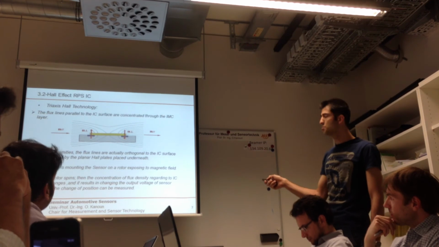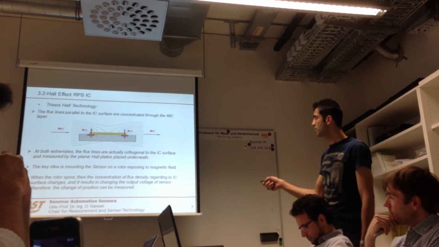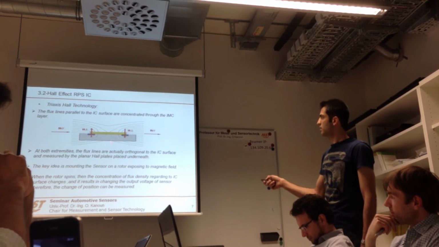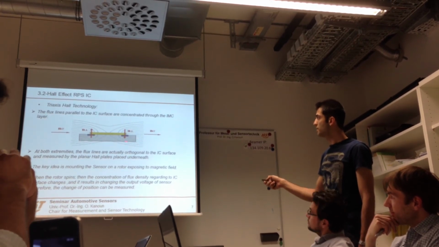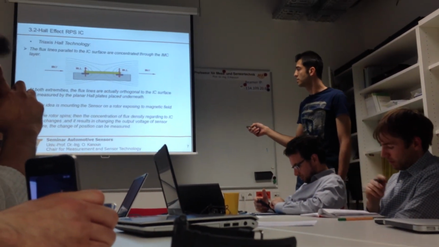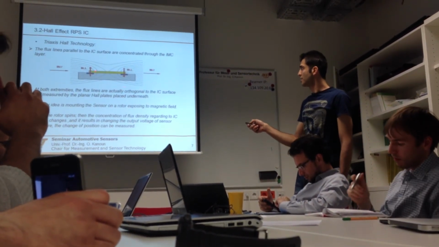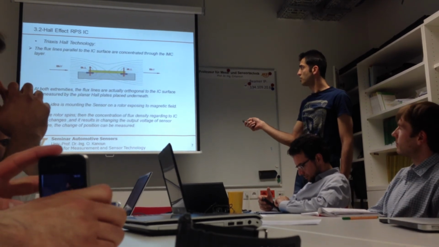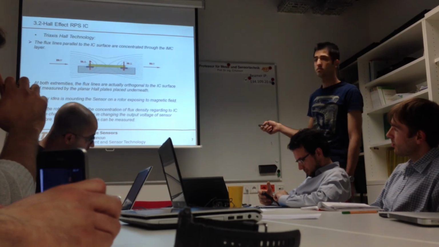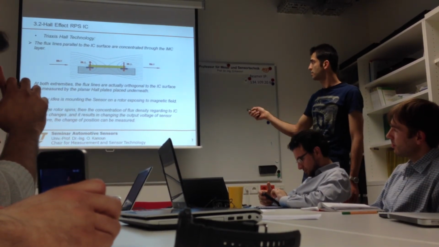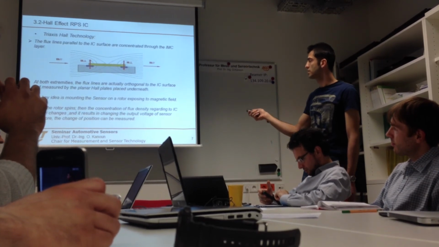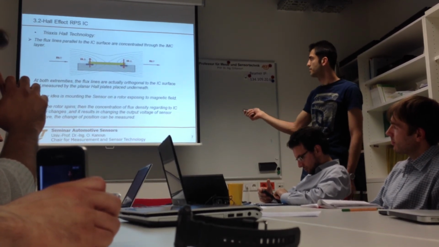The key idea is to mount such an IC on a rotor. When the rotor spins, and at the same time we expose the rotor to a magnetic field, the position of the IC will change with respect to the concentration of the magnetic field. Then, with that formula, we can easily measure the change of the position of the IC.